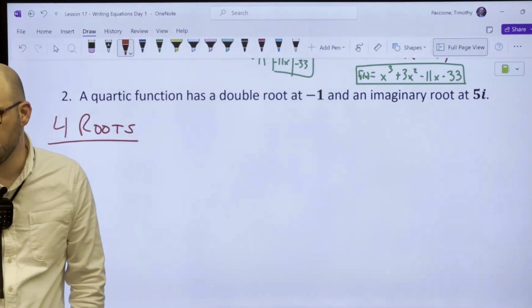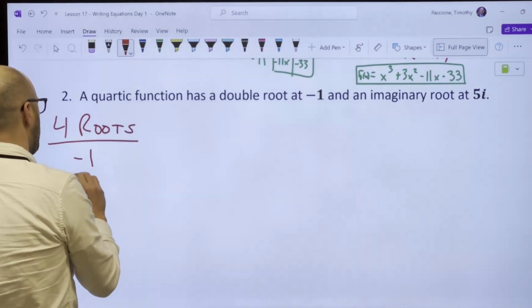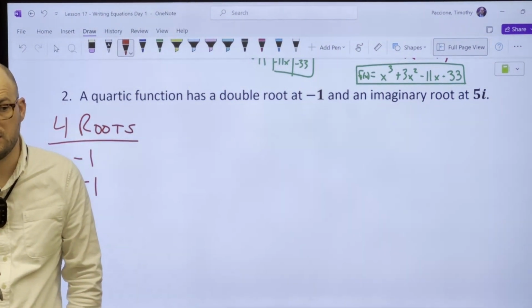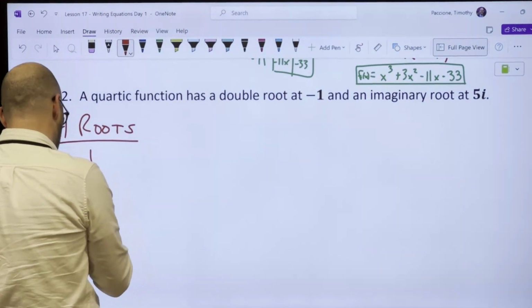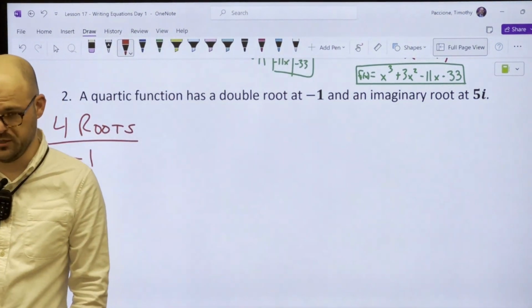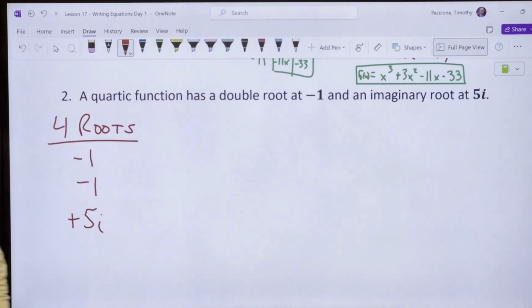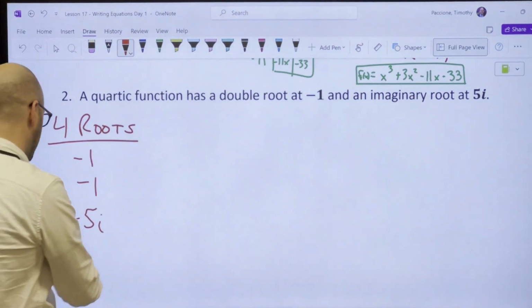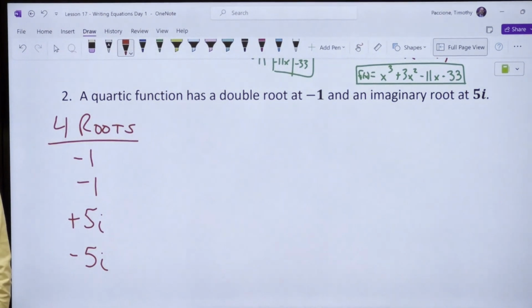So what do I know? How many do I know from there? 2, right? I got -1 and -1. What other root did they give me? 5i. And if you want, you can write positive 5i, because that'll remind you what else I need. You have it written right there. -5i, good. Okay, so those are my 4 roots, right?